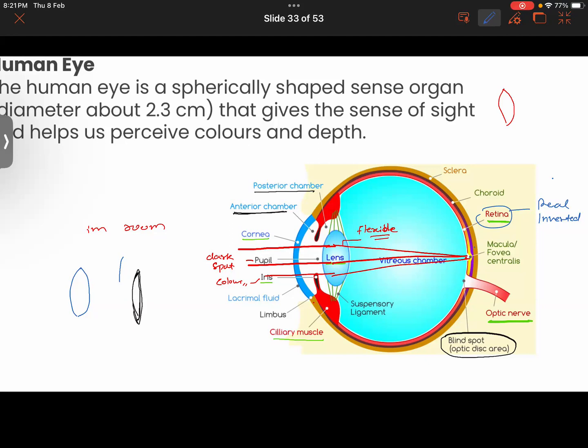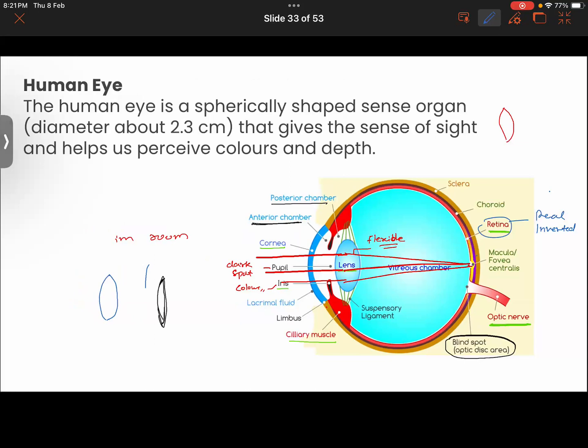The retina has got millions of light sensitive cells. When the image of the object falls on the retina, the light sensitive cells will be generating electrical signals. These will be sent to the brain with the help of the optic nerves, as we know. And the brain will interpret the image as an erect object. Getting it now, guys?